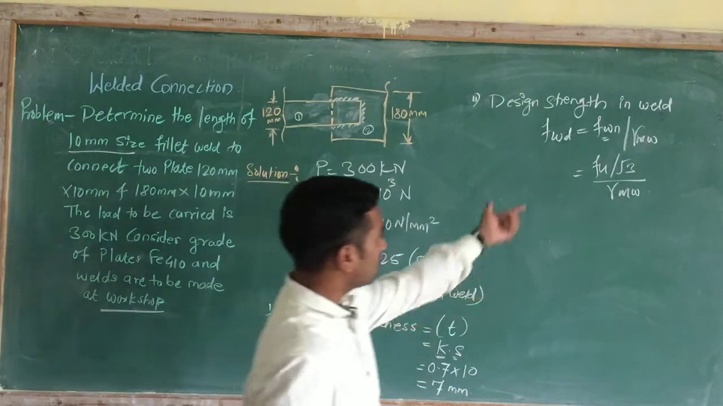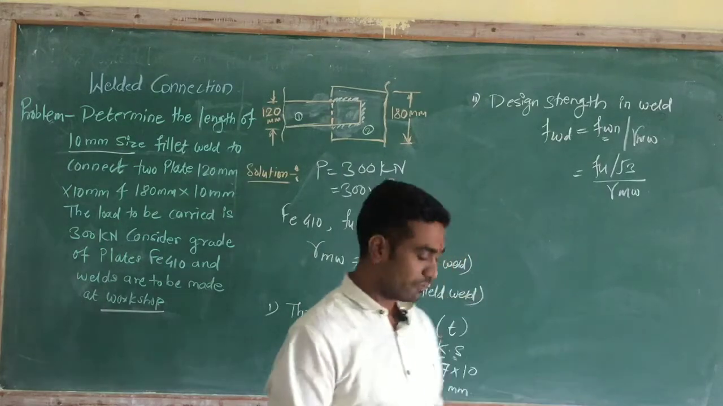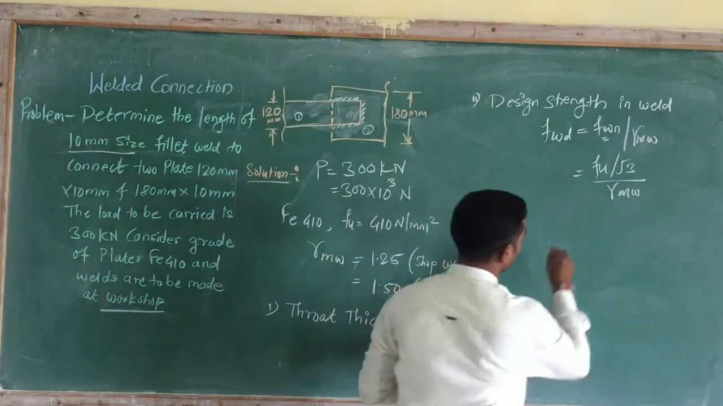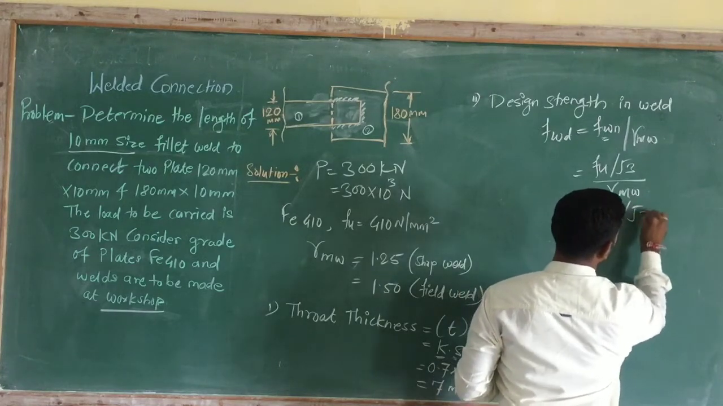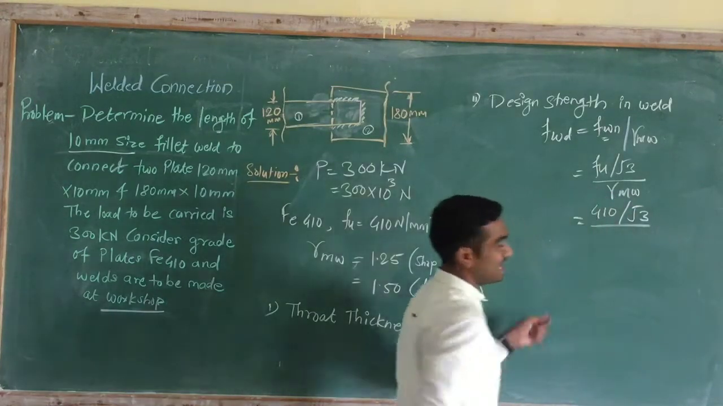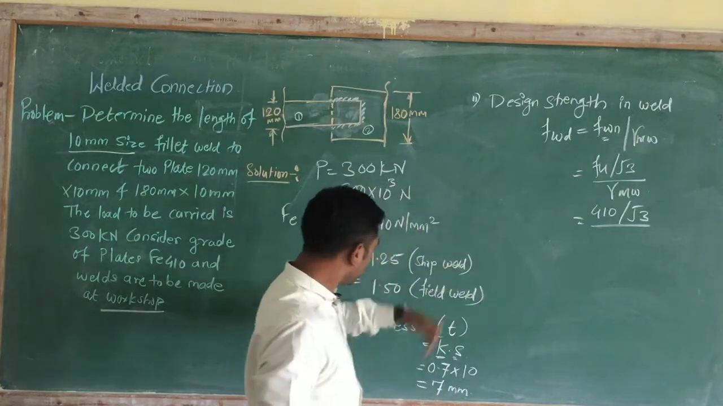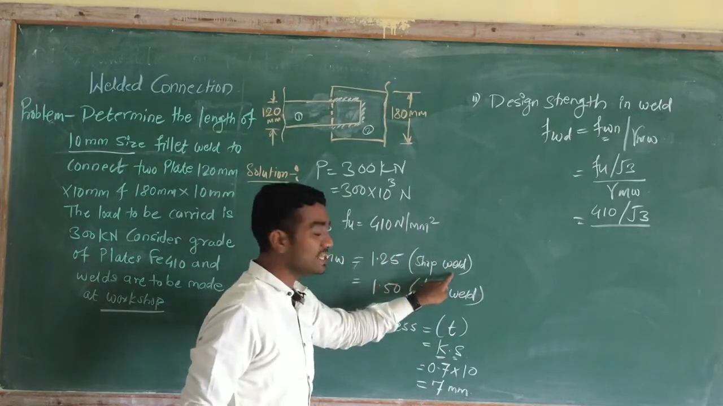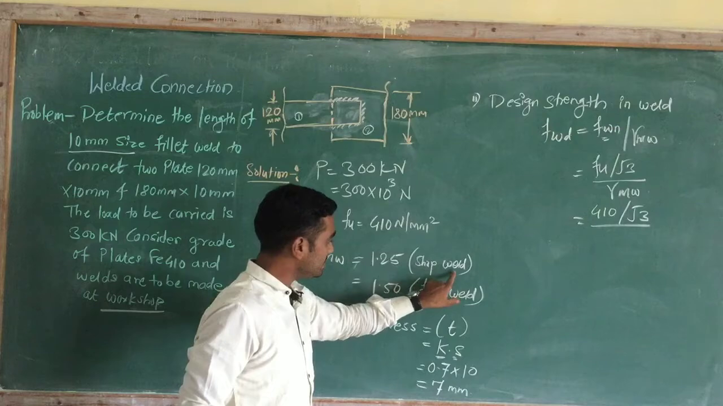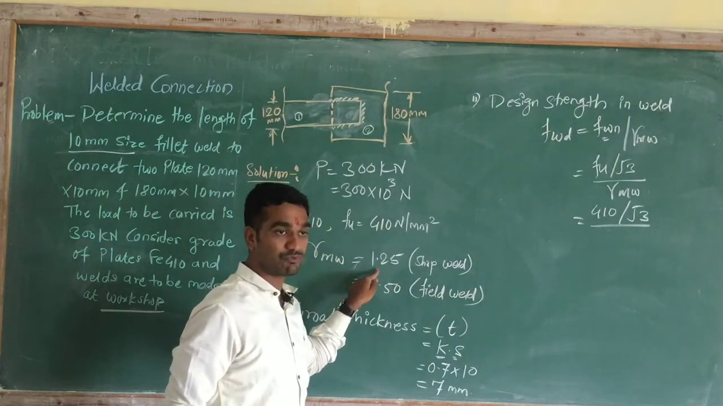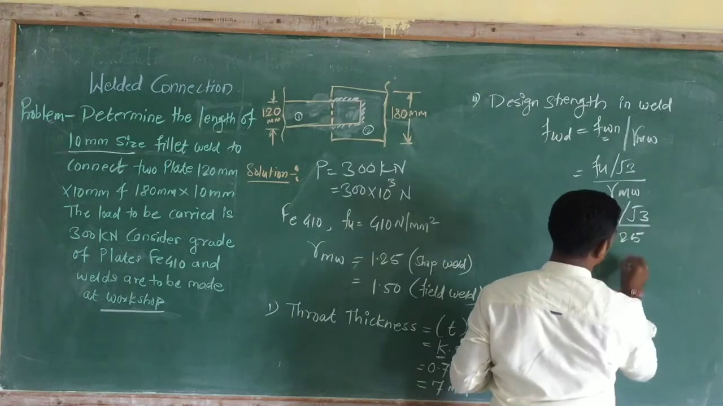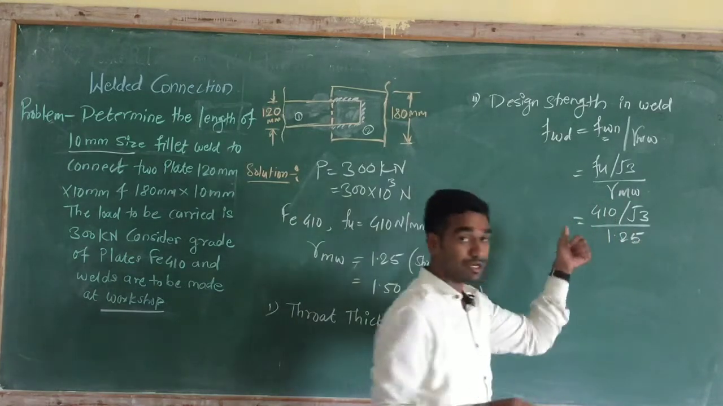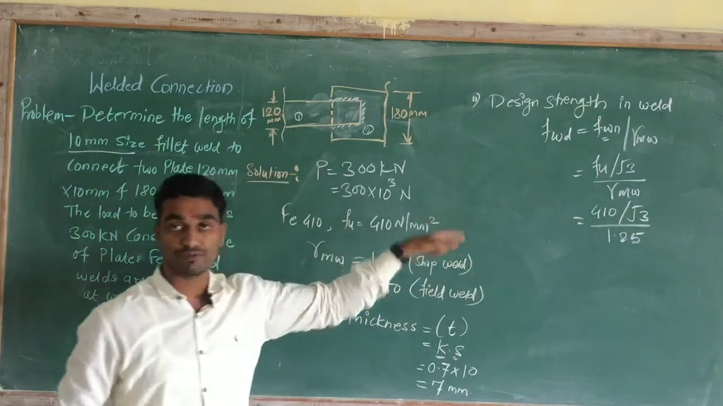Now put the values. FU is 410 divided by root 3, divided by the value of gamma MW. Here in our case shop weld is used. That's why the value of gamma MW is 1.25. Solve this. All of you calculate this value.